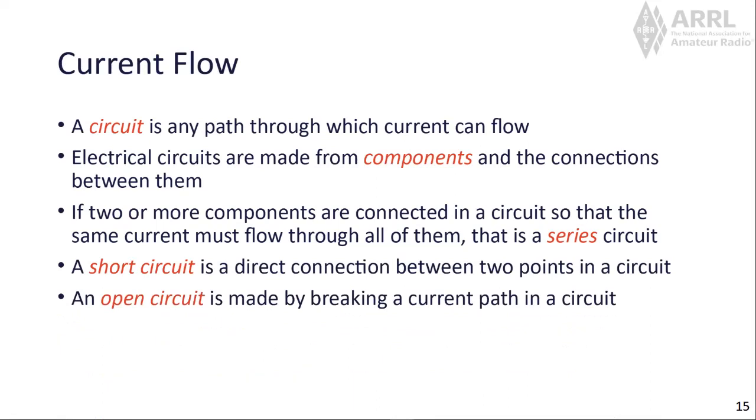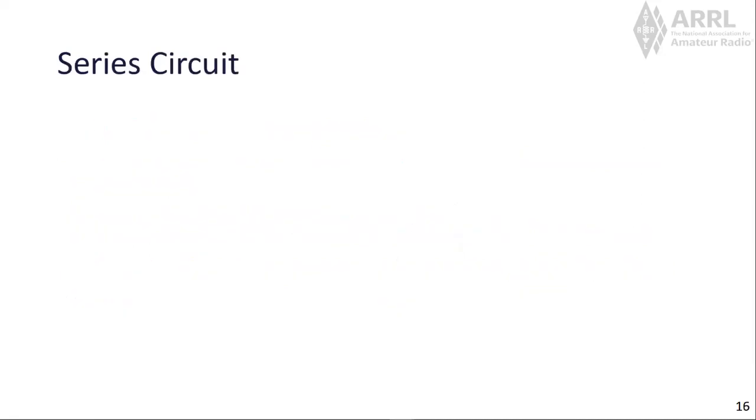An open circuit is made by breaking a current path in a circuit. So you have a connection that opens up, a wire that breaks, or a switch that opens, that causes an open circuit. All right, next.